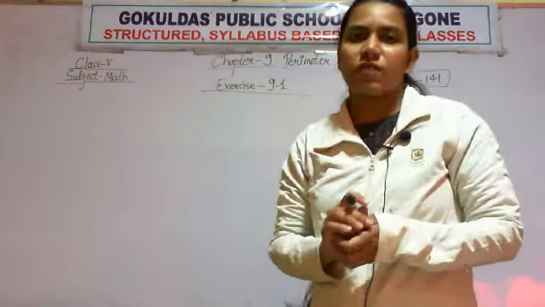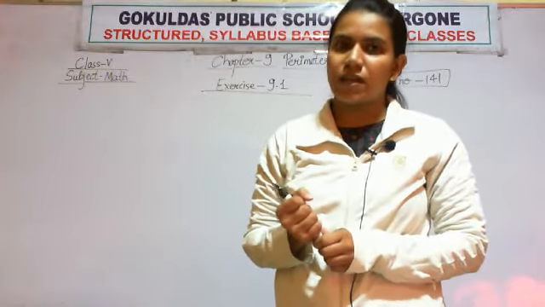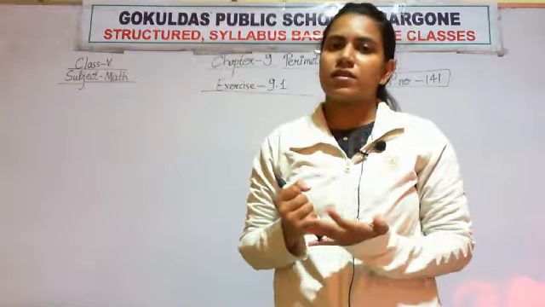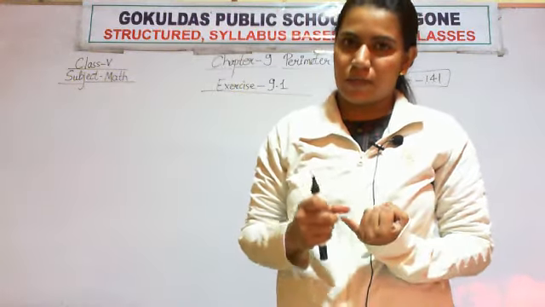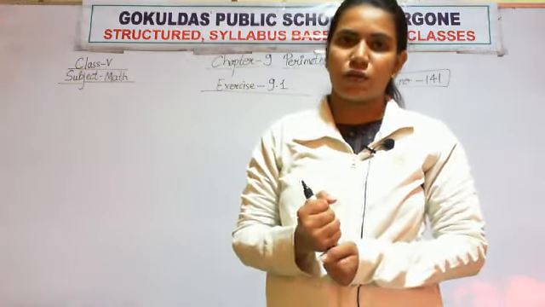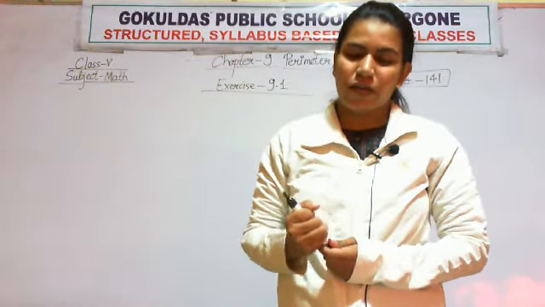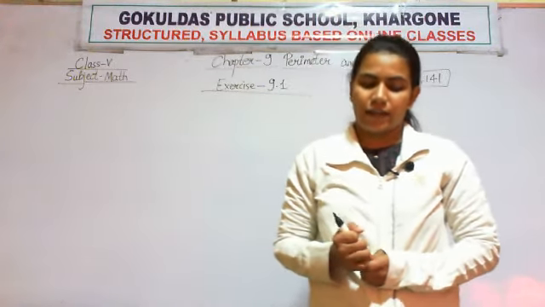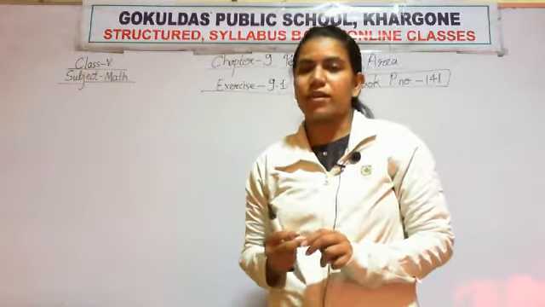Okay, question 1 we have already completed in our previous lecture, in which we have discussed the formula of perimeter of square and perimeter of rectangle. Now read question number 2 carefully. Find the perimeter of the following squares and rectangles. Here in question number 2 also you need to find the perimeter.